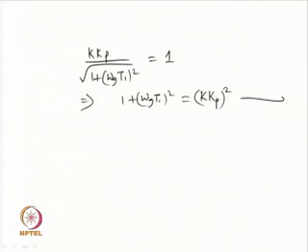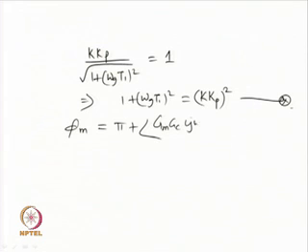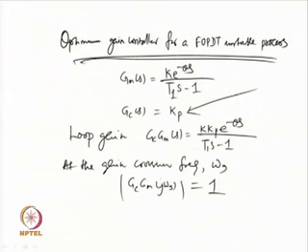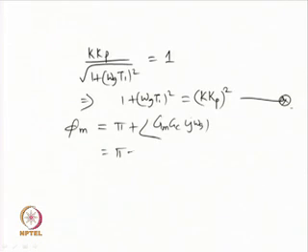I will use this expression later on. Coming to the phase margin. By definition, phase margin equals pi plus angle of G M G C at j omega g, which is equal to pi. You look at this expression, the phase angle you will get from here: pi minus theta omega g plus tan inverse of omega g T 1.